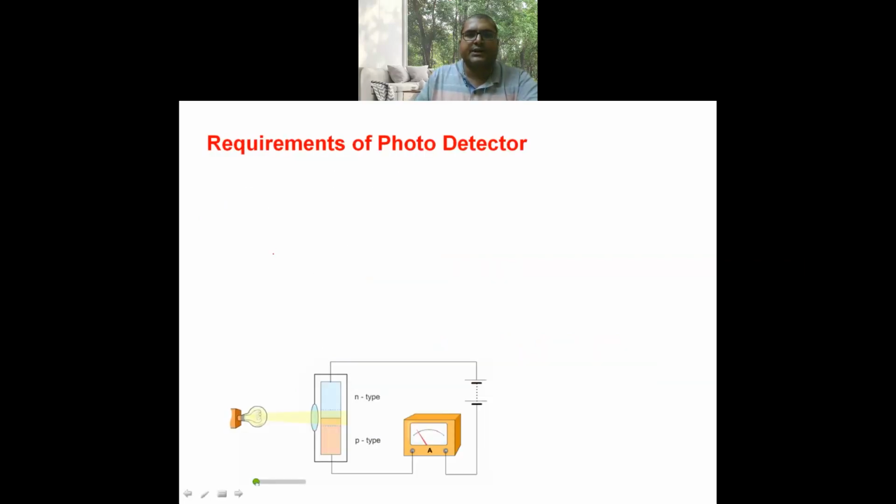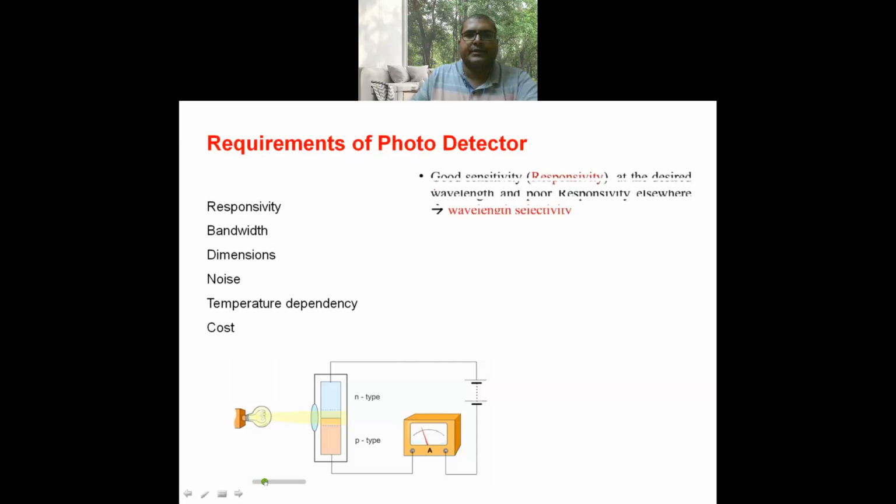Requirements of a photodetector: responsivity, bandwidth, dimensions, noise, temperature and cost. It should have good sensitivity at the desired wavelengths and poor responsivity for other wavelengths, that is, good wavelength selectivity.